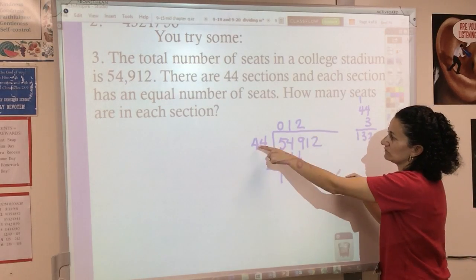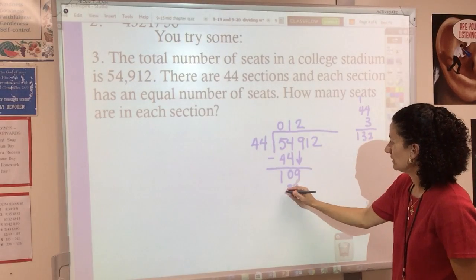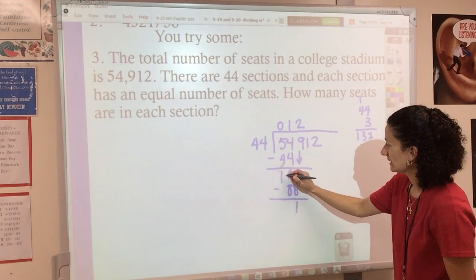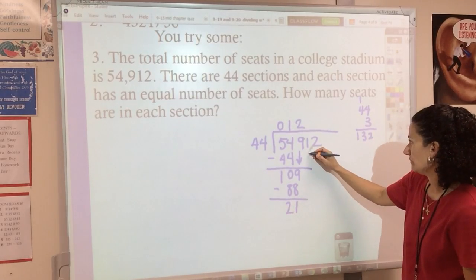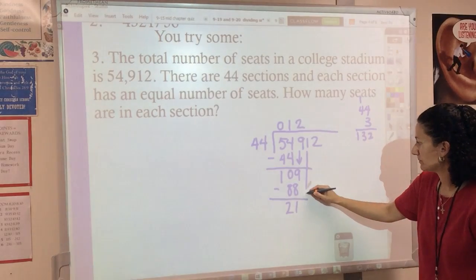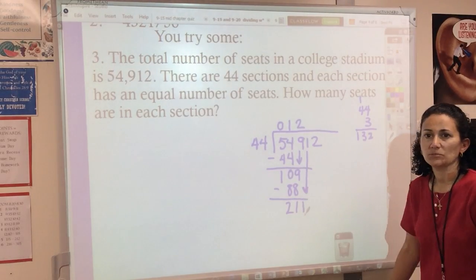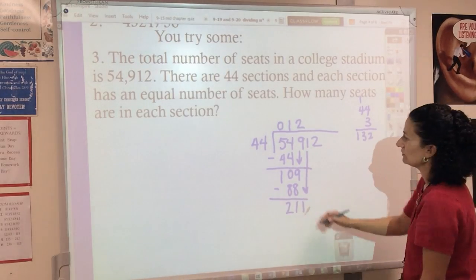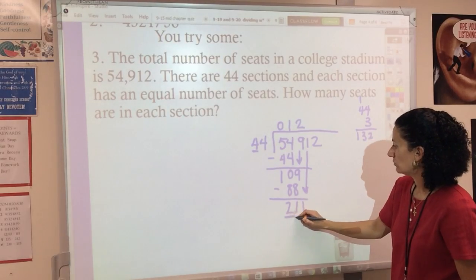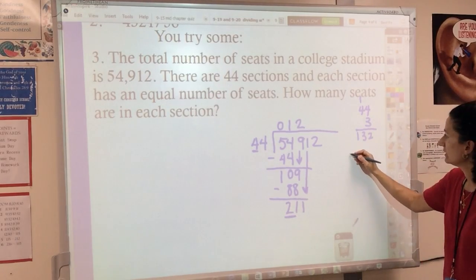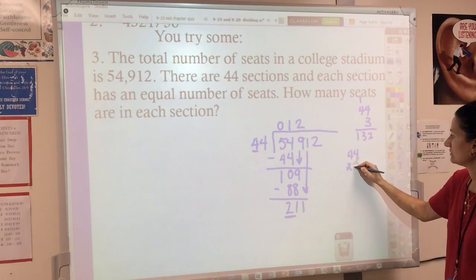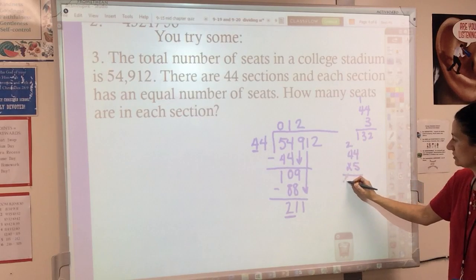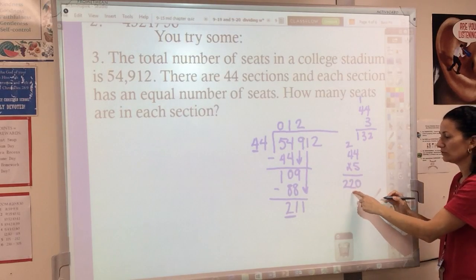And I knew in my head 2 times 44 is 88. Hopefully you can do that. 9 minus 8 is 1. 10 minus 8 is 2. Now I've got to bring down. I've got to be careful with my bringing down. If I get sloppy, I could mess up easily. 44 into 211. Okay? I'm going to look for the little fact. 4 into 21. I'm thinking about 5. So let's check 5. 44 times 5. 4 times 5 is 20. 20 plus 2, 22. A little bit too big.